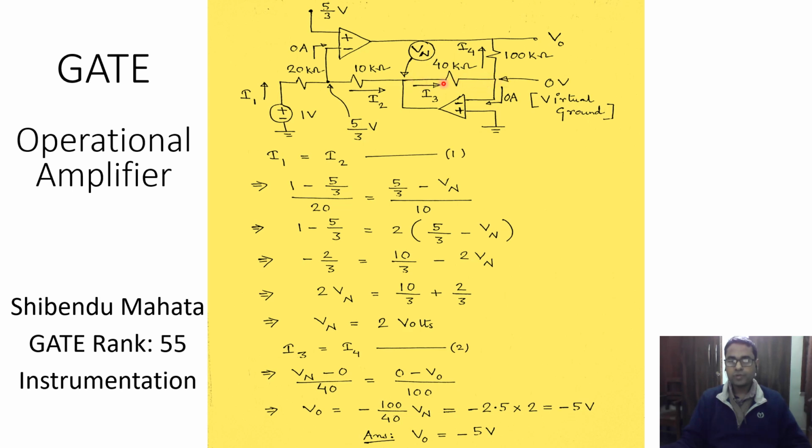So I3 can be framed as Vn minus 0 divided by 40 kilo ohms, and I4 can be framed as 0 minus V0 divided by 100 kilo ohms. This is the expression from where we find that V0 turns out to be minus 100 by 40 times Vn, and then again Vn is equal to 2 volts. Therefore V0 is equal to negative 2.5 times 2, which is equal to minus 5 volts.